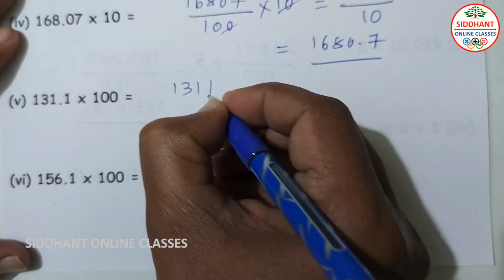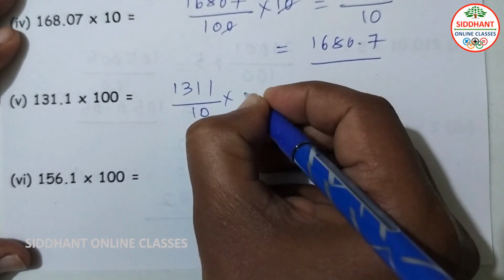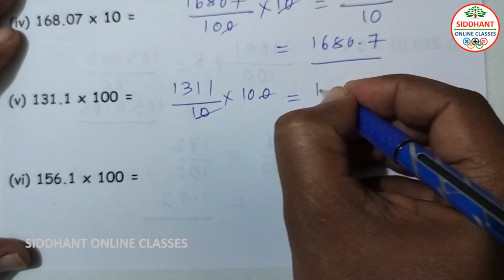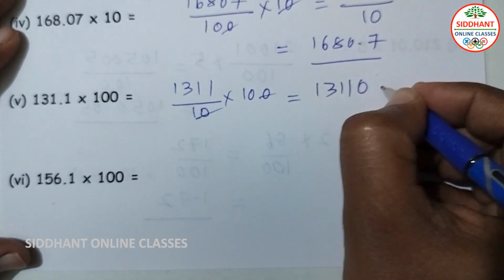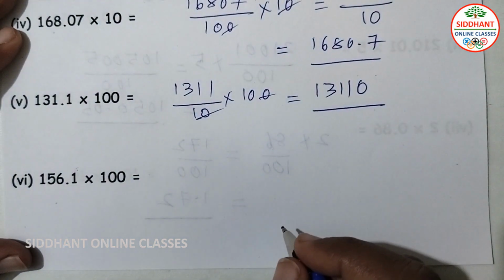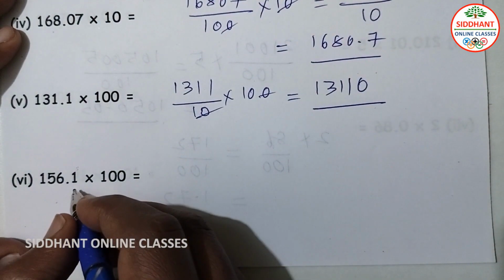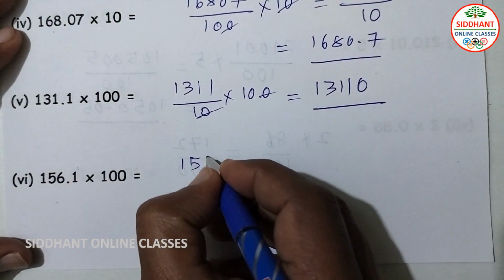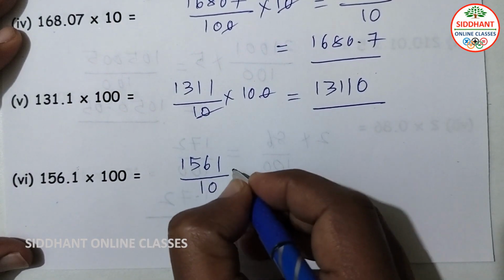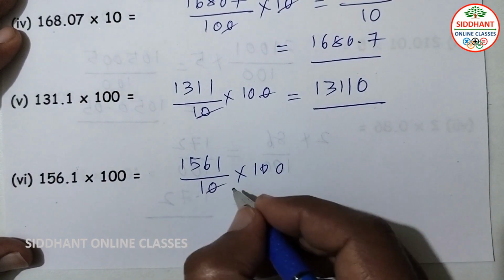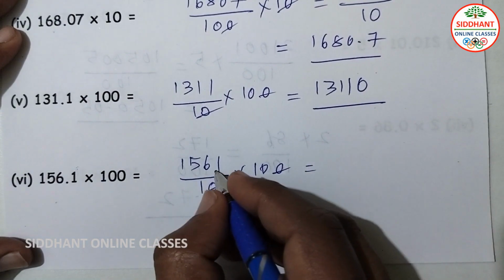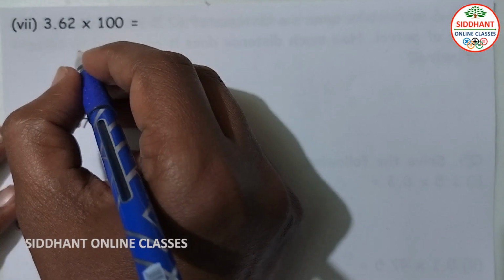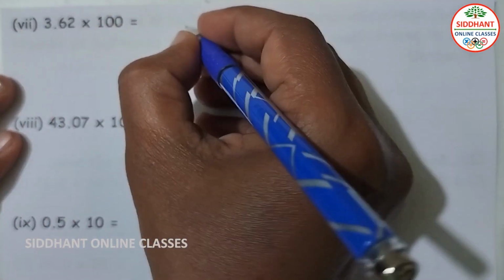Next, fifth one, 131.1 into 100. So 1311 by 10 into 100. So 0 0 cancel here. 1311 into 10, 13110. Sixth one, 156.1 into 100. 1561 by 10 into 100. So 0 0 cancel here. 1561 into 10, 15610.